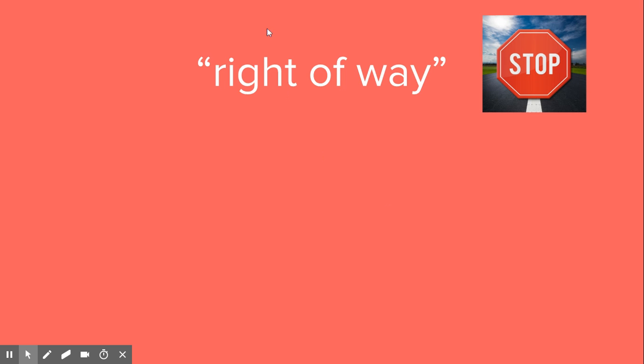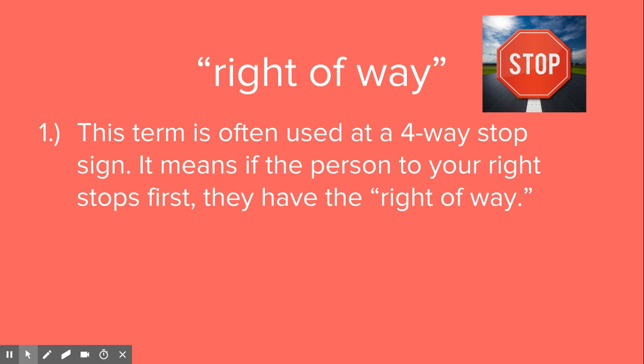So in English, when I say right of way, what do I mean? Well, when you come to a stop sign like this, a four-way stop, a right of way is often used at a stop sign. And it means if the person to your right stops first, they have the right of way. It means they can go first. They go, not you. So that's called a right of way, a right of way.